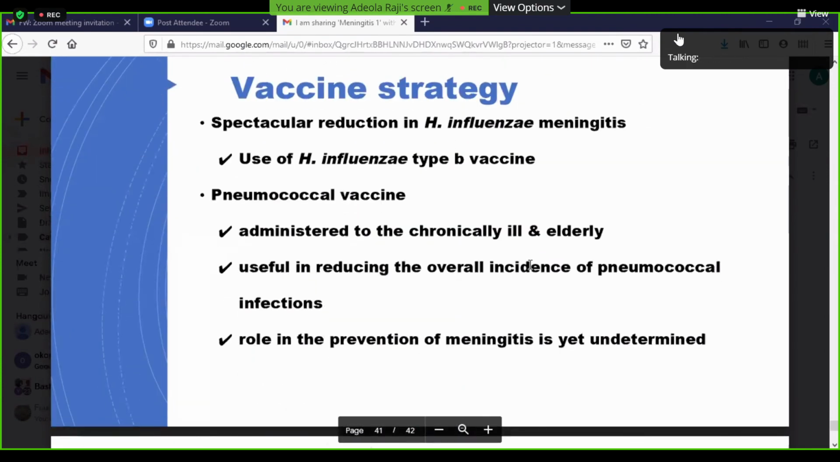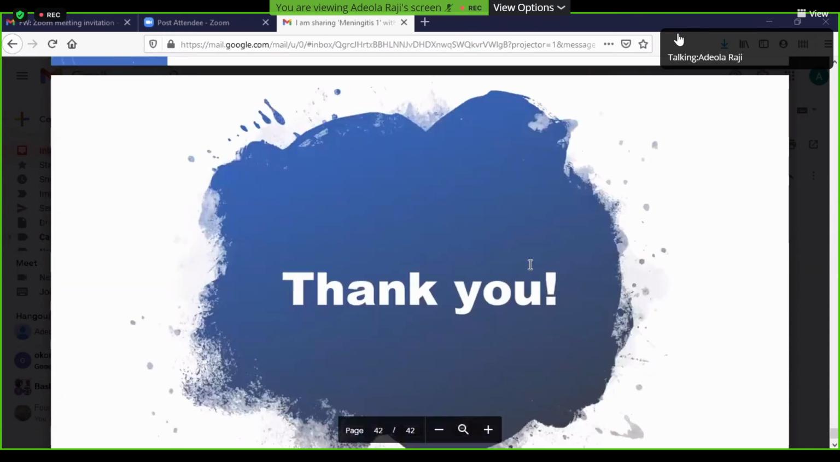There has been a spectacular reduction in Haemophilus influenzae meningitis because of the use of the vaccine. Pneumococcal vaccine can be administered to the chronically ill and the elderly from 65 years and above. It's useful in reducing the overall incidence of pneumococcal infections, but its role in the prevention of meningitis is yet undetermined.